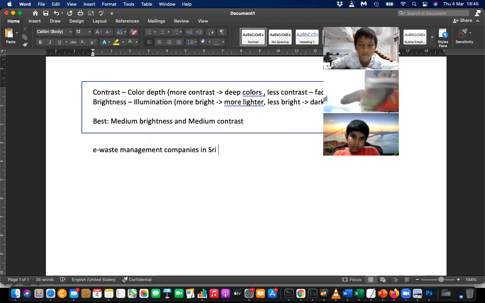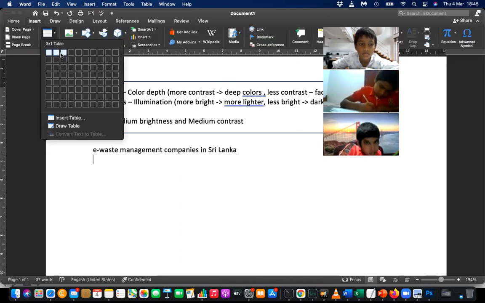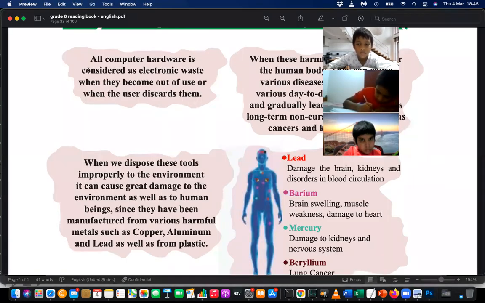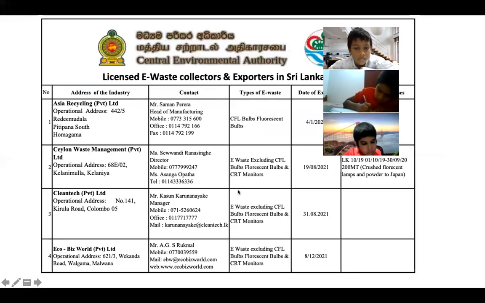So please write the heading, e-waste management companies in Sri Lanka. Let's draw a table with the company and the type of recycling done by them. Company name and type of e-waste managed by them. The first one, as our presentation said, is ACR Recycling. They manage CFL bulbs.